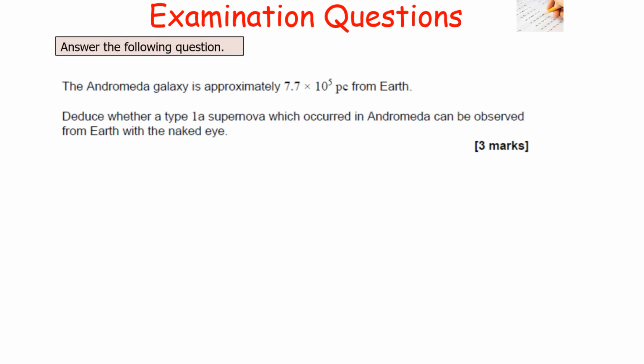Now, the next question says the Andromeda Galaxy is approximately 7.7 times 10 to the 5 parsecs from the Earth. Deduce whether a type 1a supernova which occurred in Andromeda can be observed from the Earth with the naked eye.